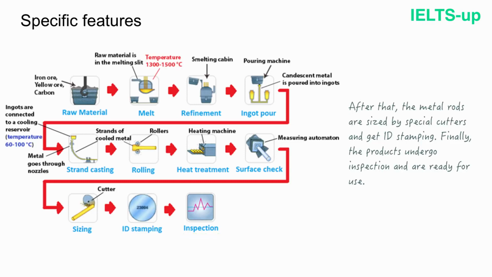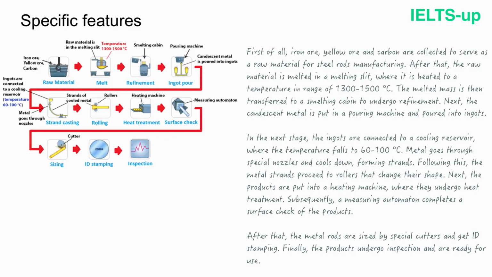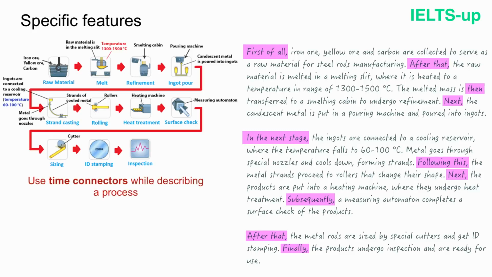Congratulations! We have described all 11 stages of our process. And that's all with our special features. You can take a look at the 3 paragraphs of special features on the right. You can see that I used a lot of time connectors while describing the process. In fact, process is a series of changes that happen over time. That's why time connectors are extremely important for writing about process diagrams.